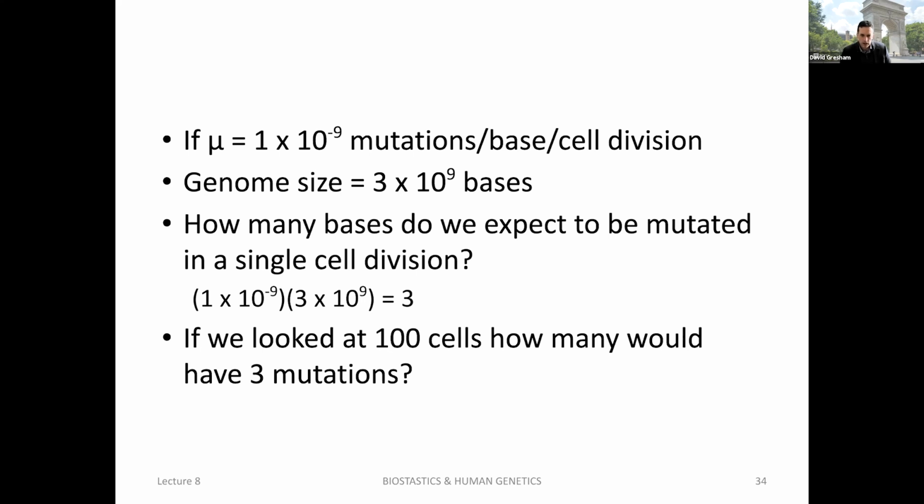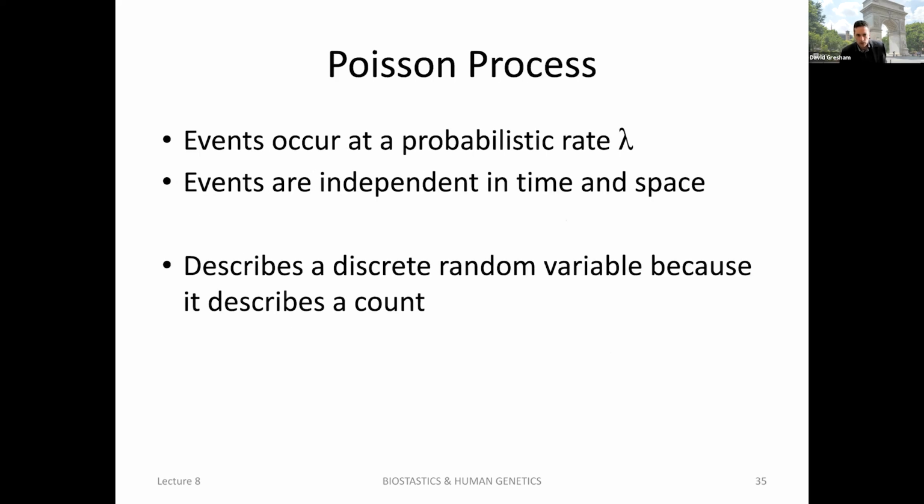And so the question we have today is, if we looked at 100 cells, how many of them would have 3 mutations? How many of them would have 2 mutations? How many of them would have 0 mutations? That is the problem we want to solve today. And we solve that by considering this process to be a Poisson process.